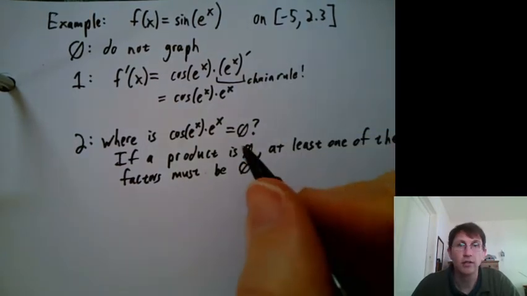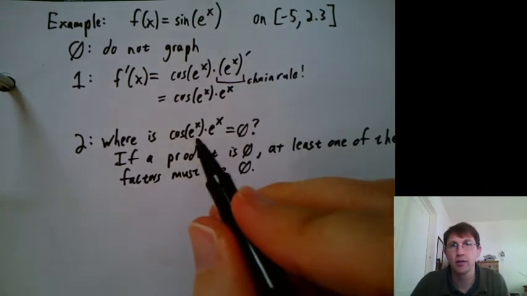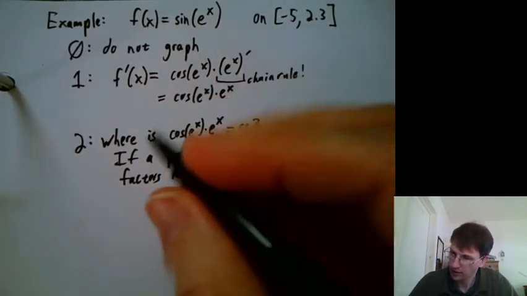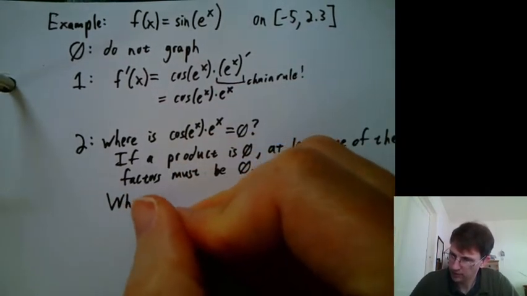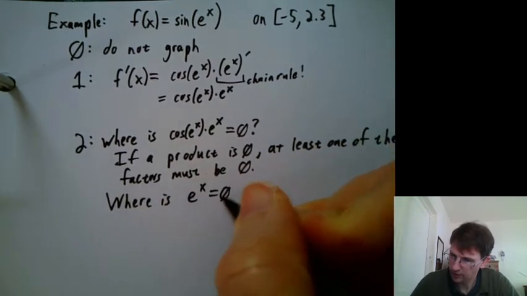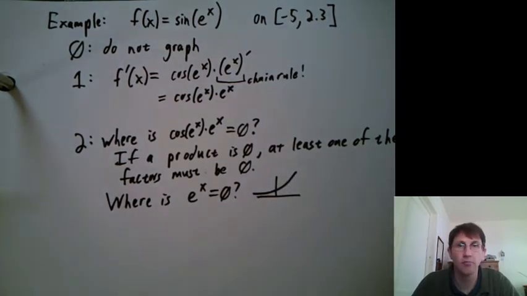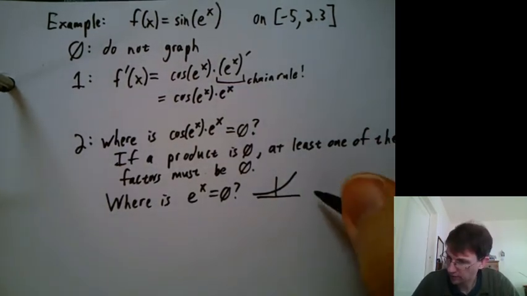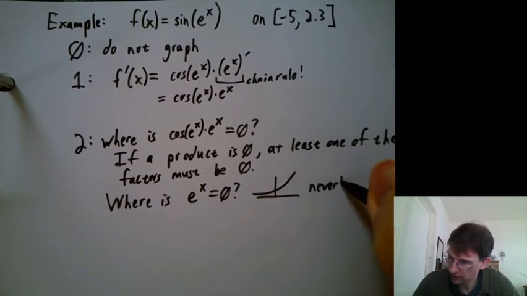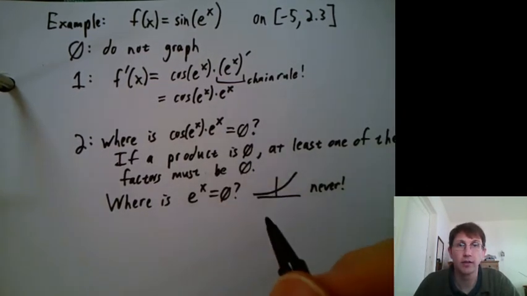So then we can simplify this to not the product, but where is cosine e to the x 0, where is e to the x 0. Let's handle the second one first. Where is e to the x equal to 0? Well, let's graph e to the x. Looks like that. It's never equal to 0. So we'll never get a 0 here by having e to the x equal to 0.